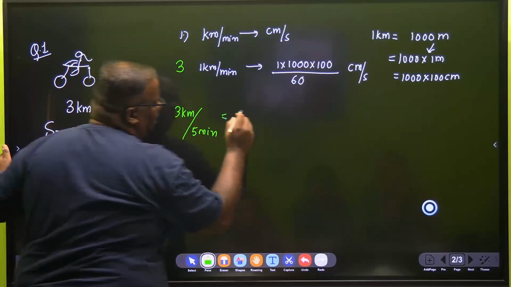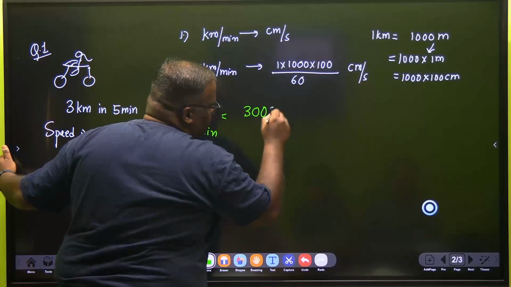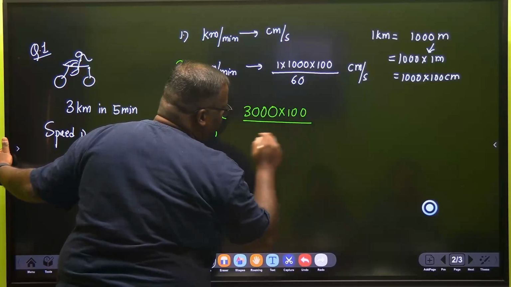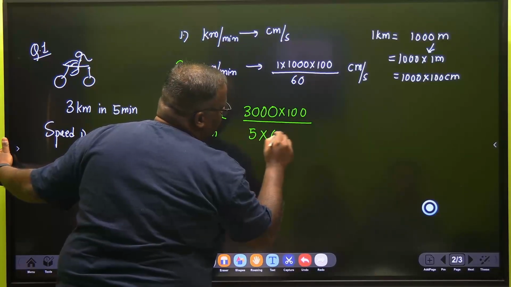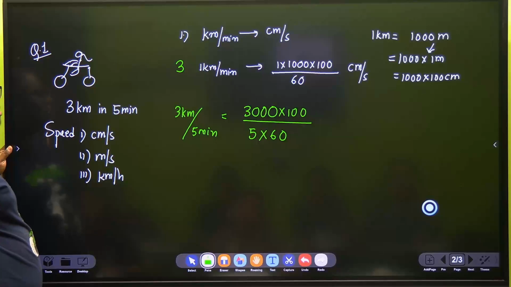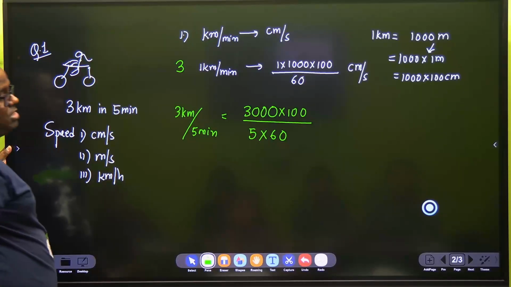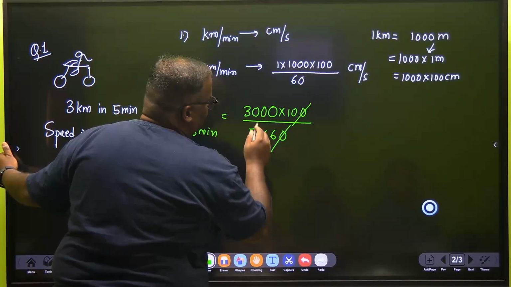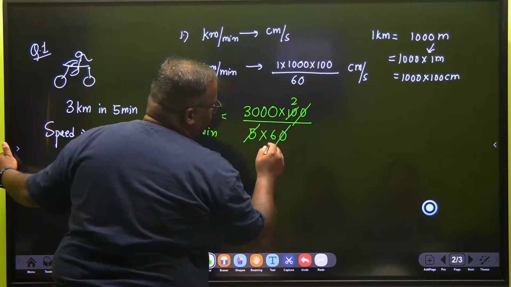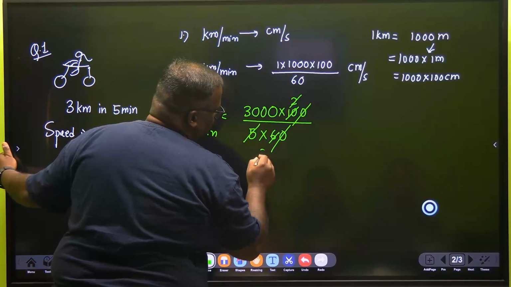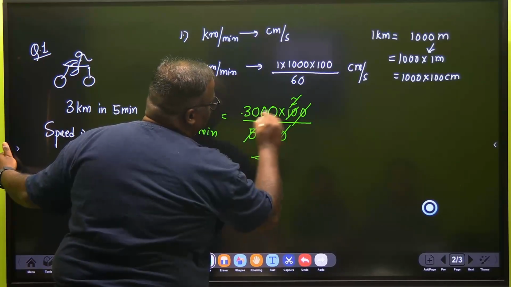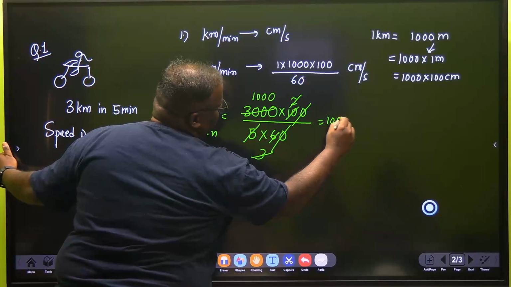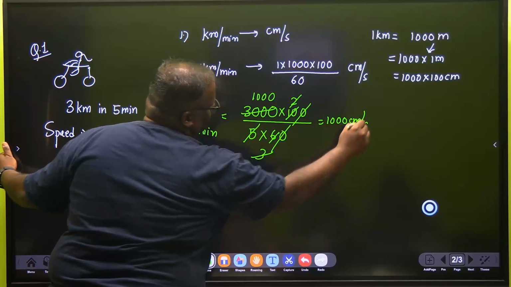So how do we convert her speed? 3 kilometers means 3,000 centimeters. Each meter is 100 centimeters. 5 minutes. Each minute is 60 seconds. Now my answer will be reported in centimeter per second. So I'll cancel, and then what? 5, you can say 2 fives are 10, right? Split this up, 2 threes are 6, agreed? And 3 will take this away as 1,000. So her speed is 1,000 cm per second.